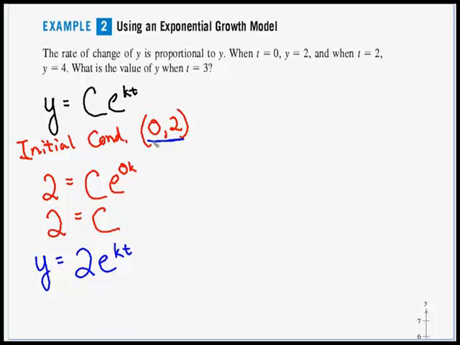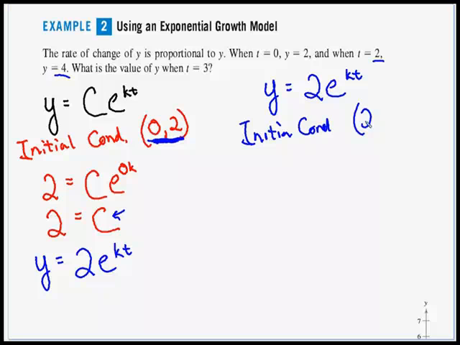So we used our first initial condition, (0, 2), and we found a value for c. Now we're going to use this equation with our next initial condition, which was (2, 4). So when we plug these values in, our y value is 4. That's equal to 2 times e, and now our t value is 2, so our exponent is 2k. Okay, now we want to solve for k.